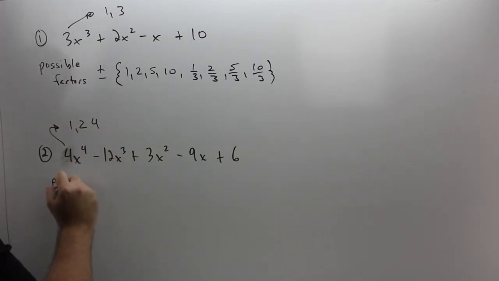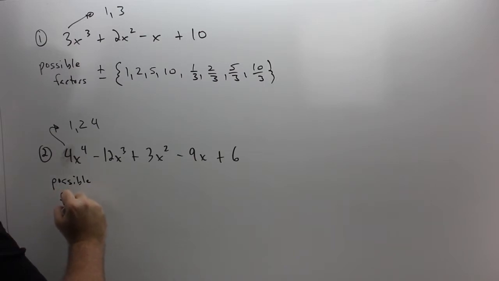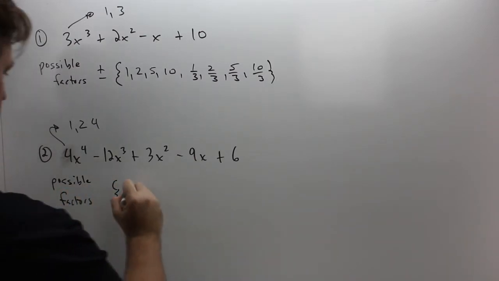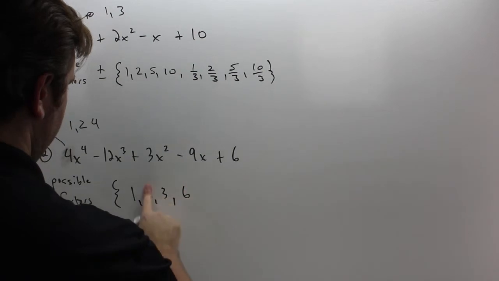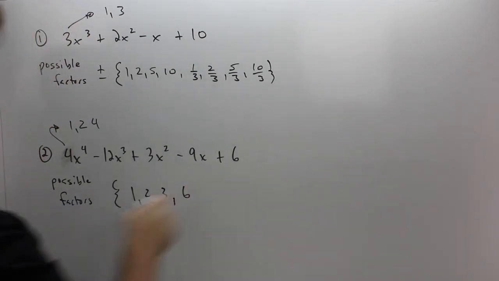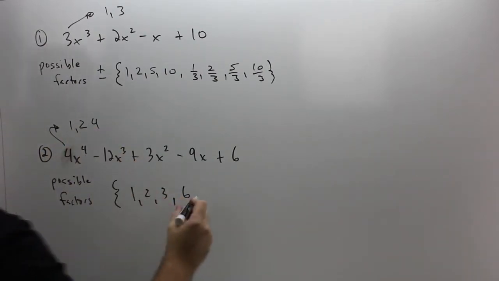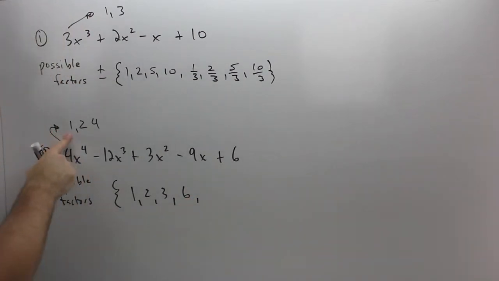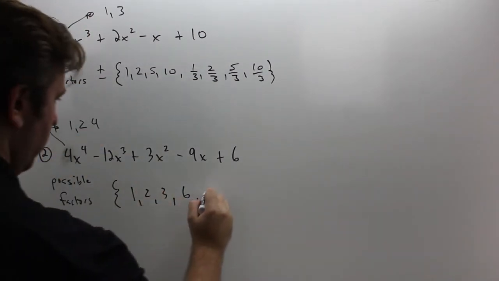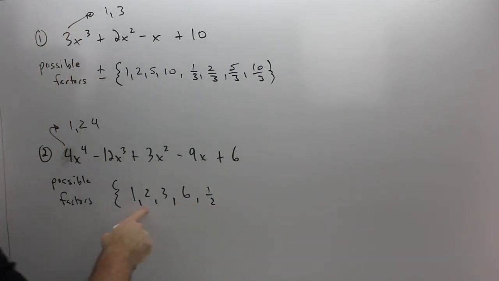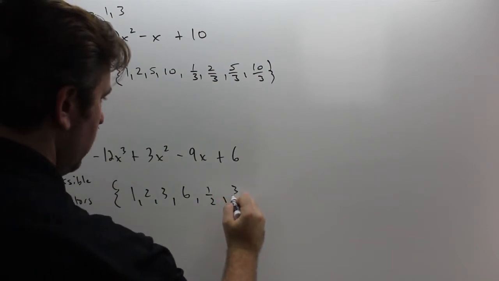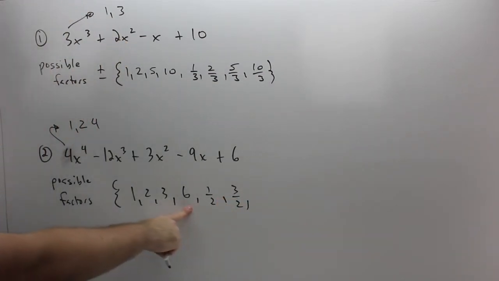So if we're talking about the possible factors for this one here, we have 1, 2, 3, and 6. All the possible factors of 6. Okay, and then the possible factors of 4. So 1, 2, 4. So we ignore 1. We divide all these by 2. So that gives us 1 over 2. 2 over 2 is just 1, so we don't have to do it. 3 over 2. And then 6 over 2 is 3, so we don't have to do it.